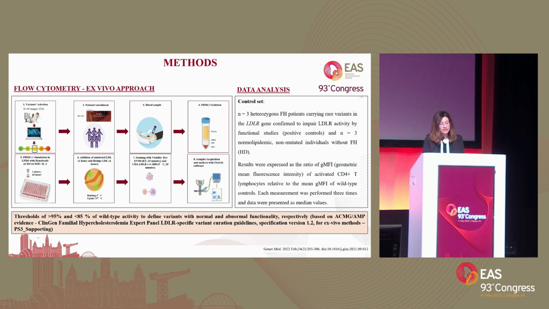As control set, we used 3 heterozygous FH patients carrying a null variant previously tested by functional study as positive control, and 3 normolipidemic and non-mutated samples as negative control. Each test was repeated 3 times, and the cutoff we used to define normal or abnormal activity was given by the ClinGen FH expert panel LDLR guidelines.